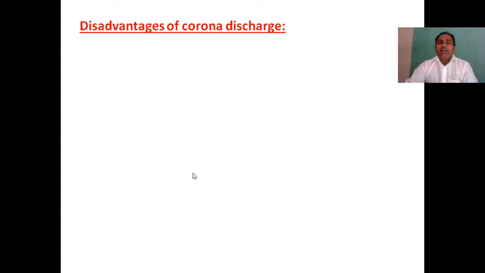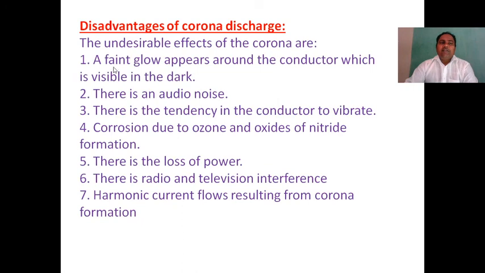Disadvantages of corona discharge. What are the disadvantages? The first one is a faint glow that appears around the conductor, which is visible in the dark. Corona glow appears. The second one is audible noise. What is the main drawback of this noise? If there is a communication line near a power line, the communication line picks up the noise, creating a lot of disturbance to the consumers.